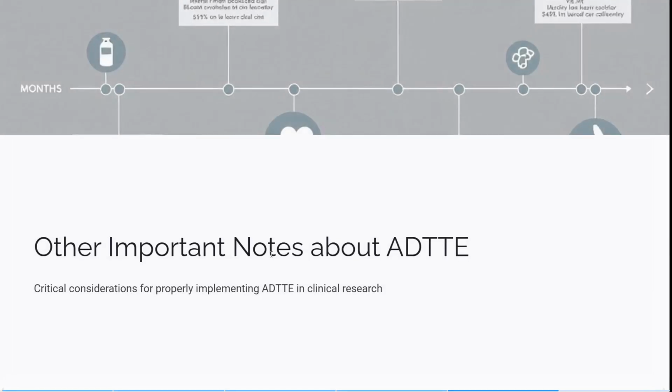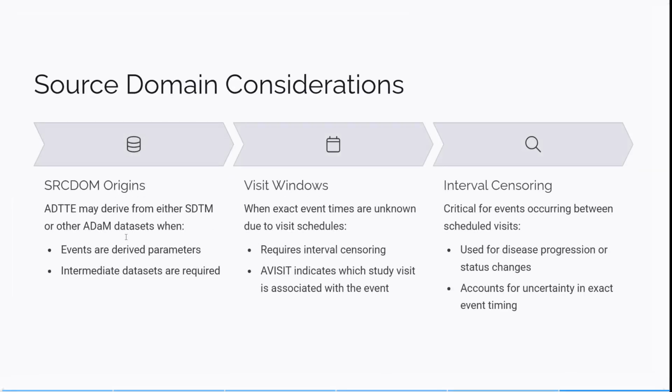So other important notes about ADTTE. Critical considerations for properly implementing ADTTE in clinical research. Source domain considerations: the source domain origins, ADTTE may derive from either SDTM or other ADaM datasets. When events are derived parameters, intermediate datasets are required. In visit windowing, when exact event times are unknown due to visit schedules, interval censoring is required. Analysis visit indicates which study visit is associated with the event. So if there is an unknown visit, we have to calculate the visit windowing concept based on the SAP. Interval censoring is critical for events occurring between the scheduled visits, used for disease progression or status changes, to account for uncertainty in exact event timings.